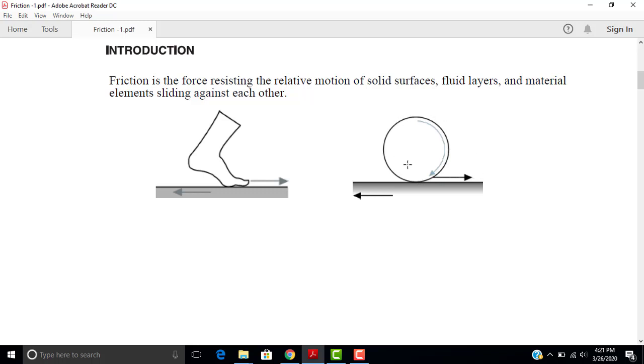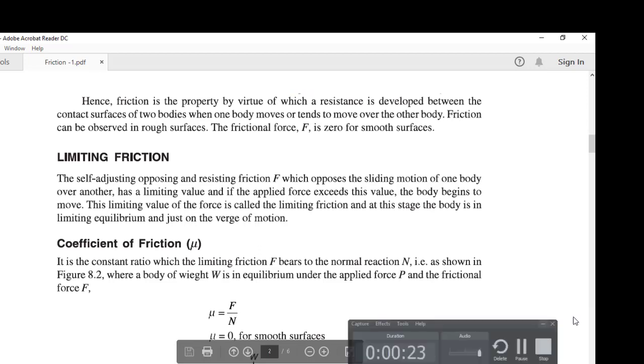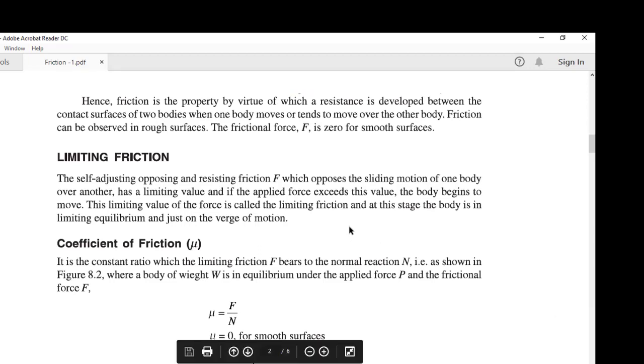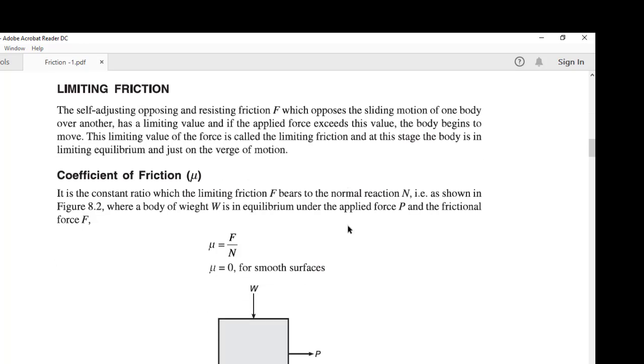Now I will increase the force from 20 to 21. I observe that the ball starts to roll out. As the force is increased from 20 to 21, the ball rolls out. So in this case, the limiting friction is 20 kilonewton. Above 20 kilonewton, whatever force is applied, it tends to roll the ball towards the right direction. So here the limiting friction is 20 kilonewton.